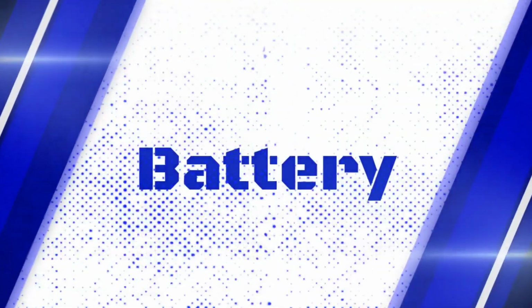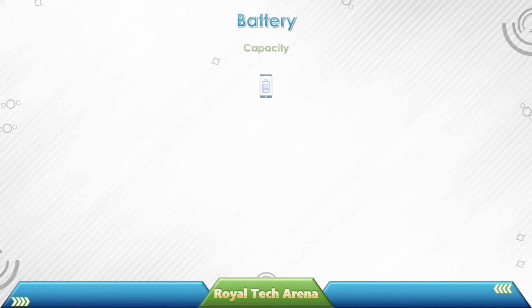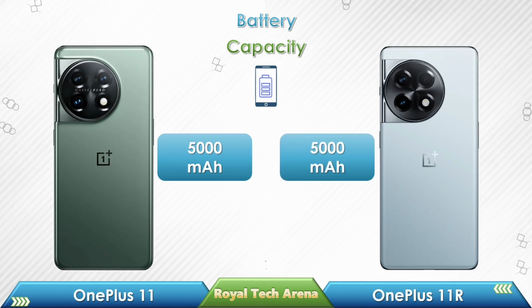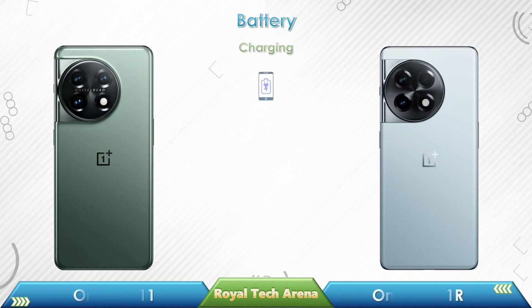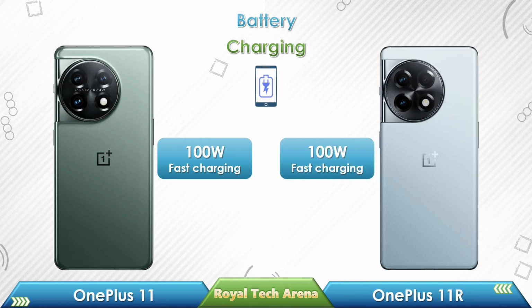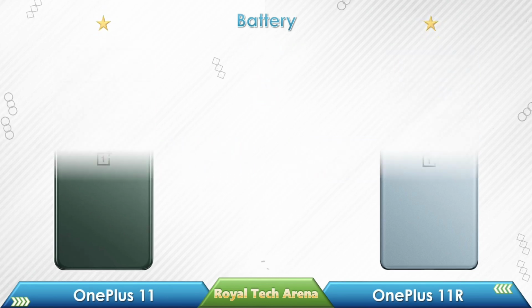Let's check out the battery between these two phones. The battery capacity in OnePlus 11 is 5000 mAh, and in the OnePlus 11R also 5000 mAh. OnePlus 11 supports 100 watts fast charge, and the OnePlus 11R also supports 100 watts fast charge.